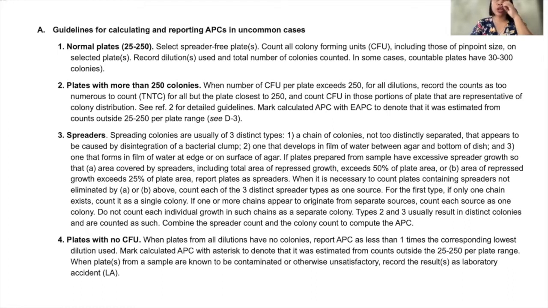So kung all plates are below 25 colonies, you'd also have to make a report on that. And the notes here is saying, when plates from all dilutions have no colonies, report APC as less than the corresponding lowest dilution used. So mark calculated APC with asterisk to denote that it was estimated from counts outside the 25 to 250 per plate range.